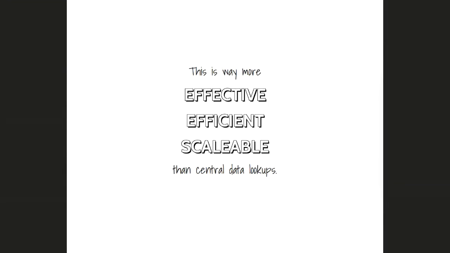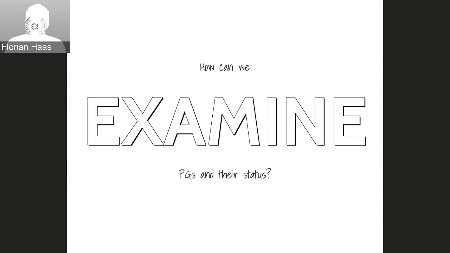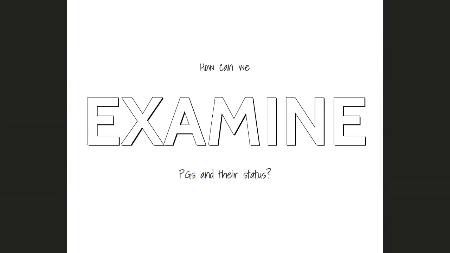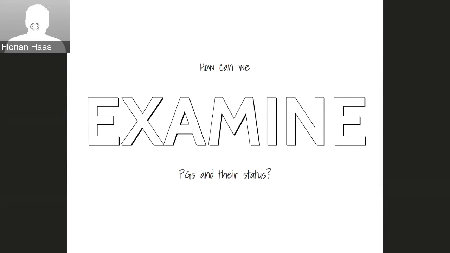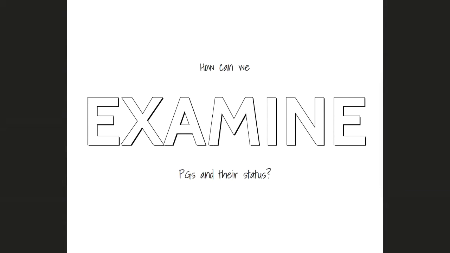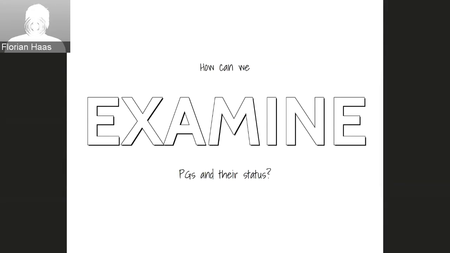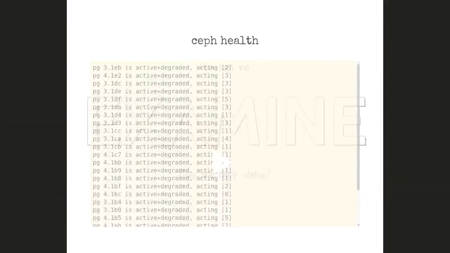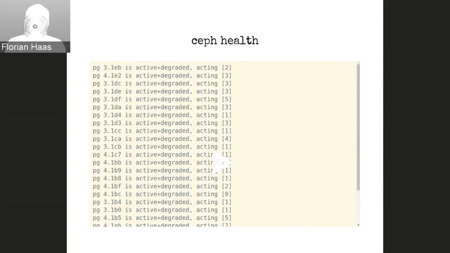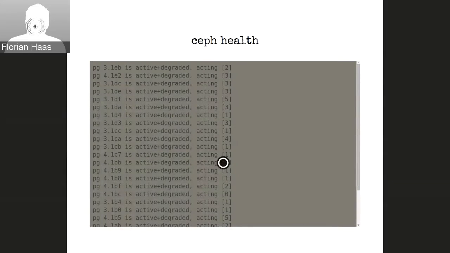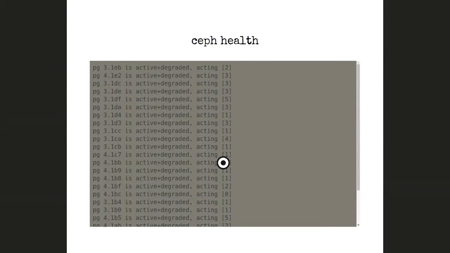So what can we do with them? Well, we should look first at how we can actually examine placement groups and their status. The way that you're probably going to do that initially, most of the time, or very frequently, is with the Ceph health command. So let me run you through this here real quickly.